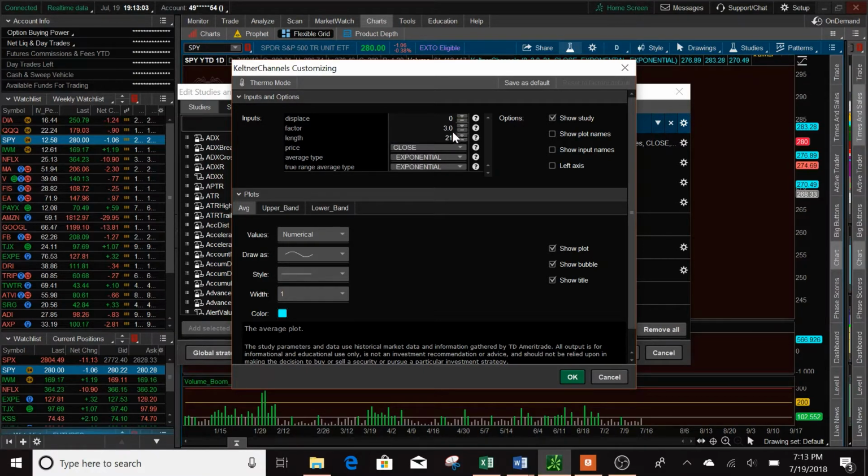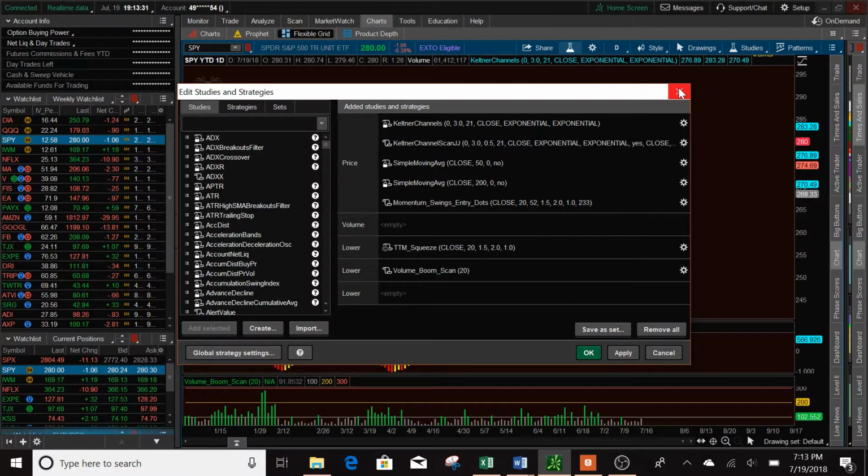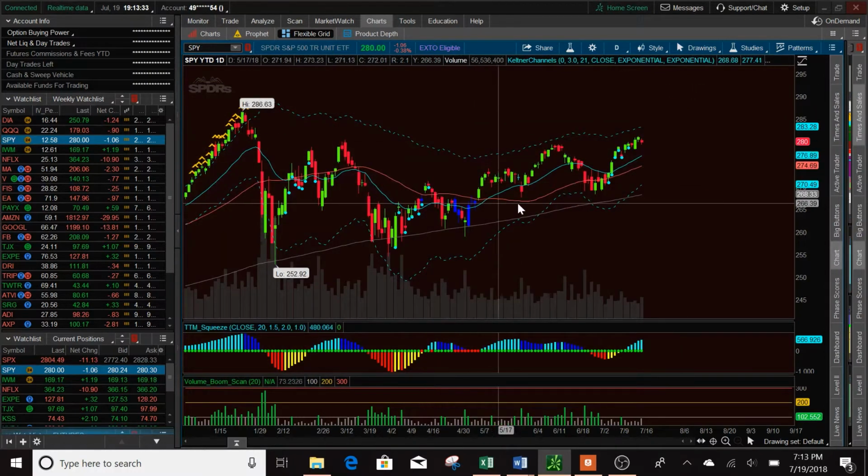I've got it at a 3.0 factor. Length is 21, because I like the 21 EMA. Average type and true range average type are both exponential. I think the default is 1.5, 20, and simple. It uses the close price. I also changed the upper and lower bands' style to a dash line, so it's not so in my face.